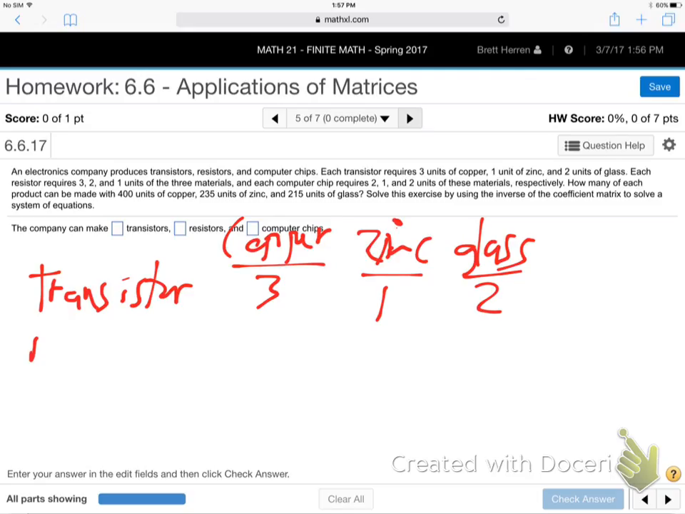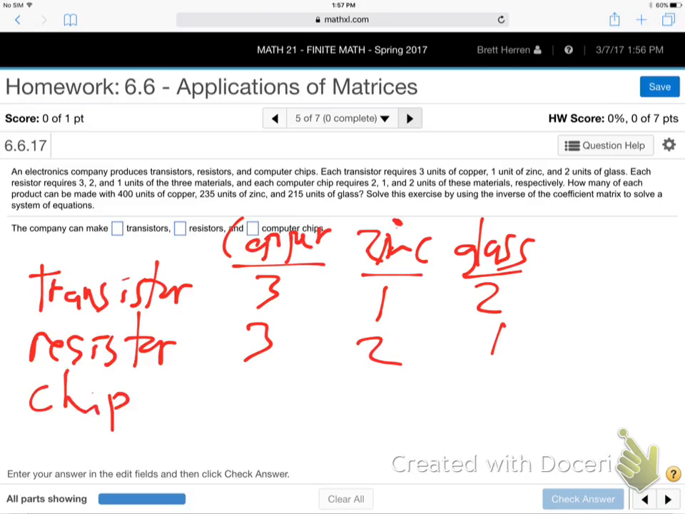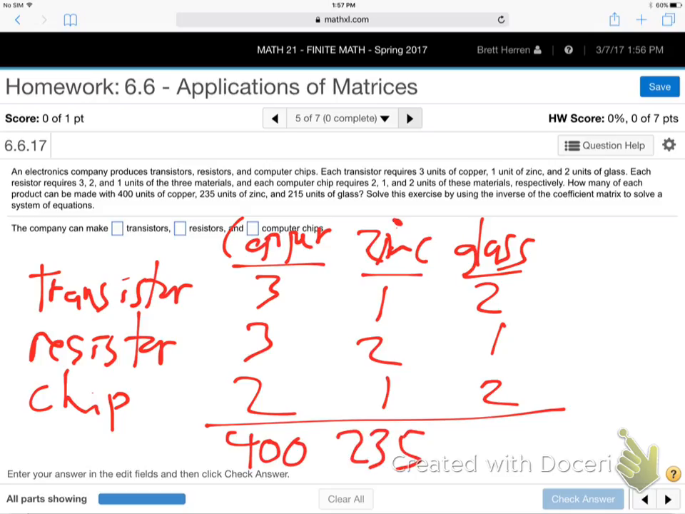Each resistor requires 3, 2, and 1. And each computer chip requires 2, 1, and 2. How many of each product can be made with 400 units of copper? So now they're giving me the totals: 400 units of copper, 235 units of zinc, and 215 of glass. Solve this exercise by using the inverse of the coefficient matrix.